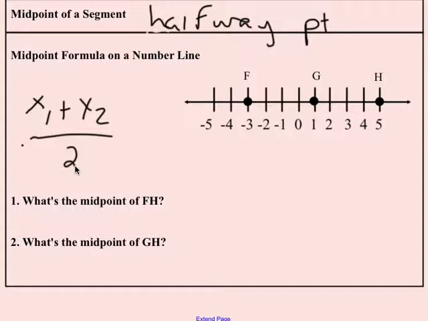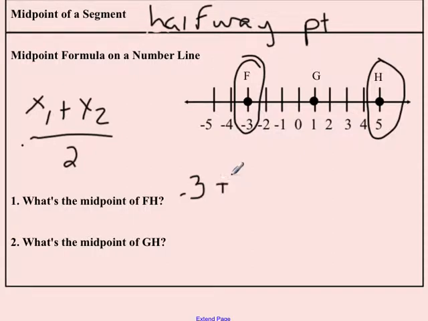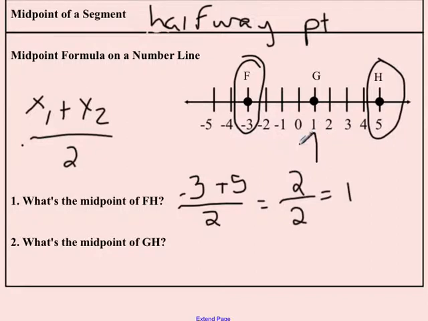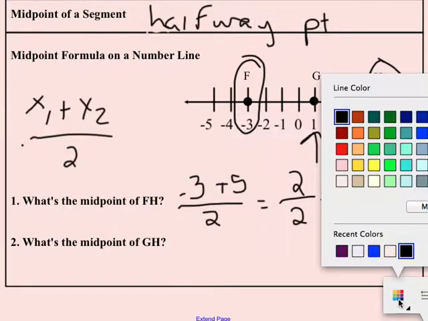So for example, number 1 asks us, what is the midpoint of FH? So what we're going to do is take the coordinate point for F, which is -3, and the point for H, which is 5, and add them together, keeping their sign. So notice that 3 is negative, and I kept it as negative in there. So -3 plus 5 is going to give me 2, and then that's going to be divided by 2. Well, 2 divided by 2 is 1. So actually, G is the midpoint between F and H.